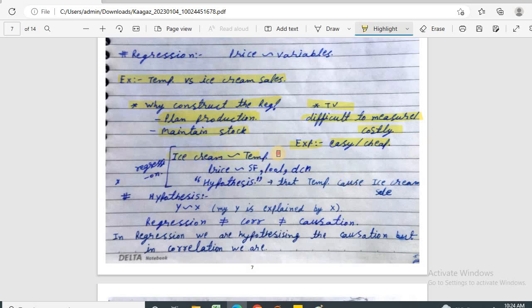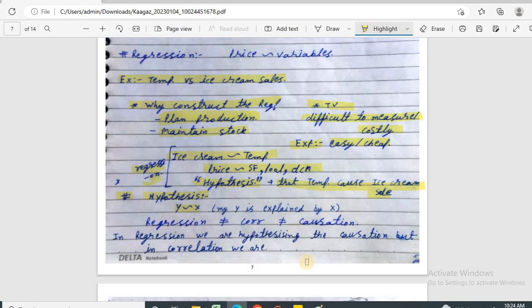So ice cream sales depend on temperature. Price depends on square footage, pool, or distance from the market, on these things. What we are doing here is hypothesizing. We are hypothesizing that temperature will cause ice cream sales. This is the thing which we will do in regression: we hypothesize things. So we hypothesize that y is proportional to x, that my y is explained by x.